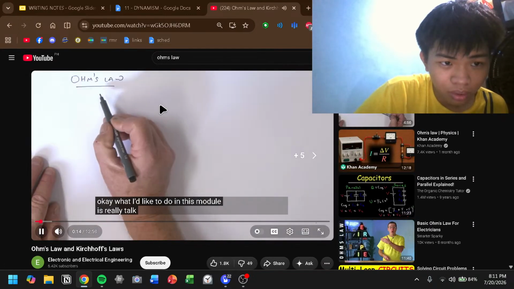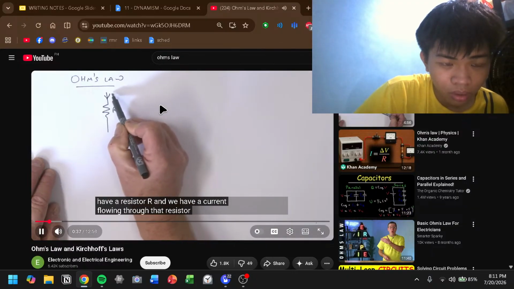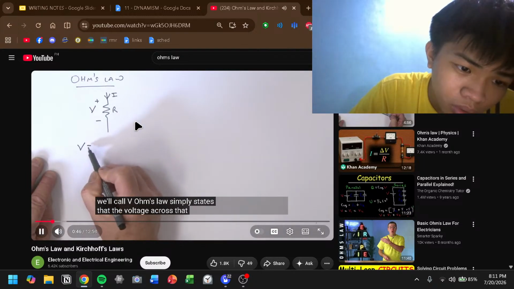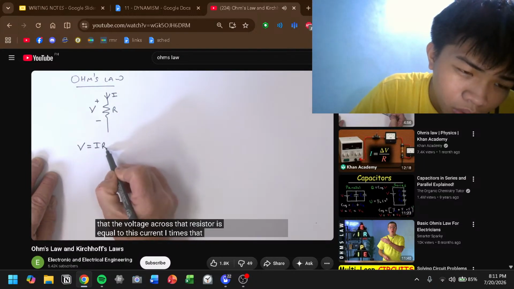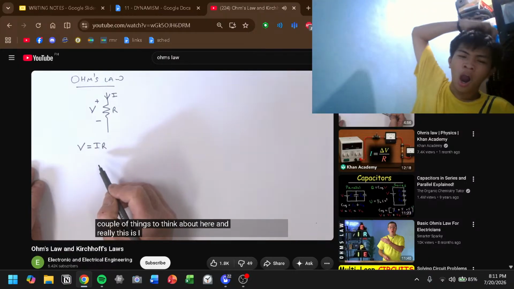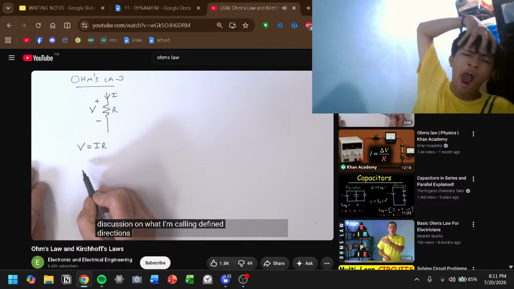Talk to you about some basic supply, which means we have a current flowing through that resistor, which is I, that develops a voltage across it, which we'll call V. Ohm's law simply states that the voltage across that resistor is equal to this current I times that resistance R. All right. Now, just a couple of things to think about here, and really this is a bit of a discussion on what I'm calling defined directions, okay?